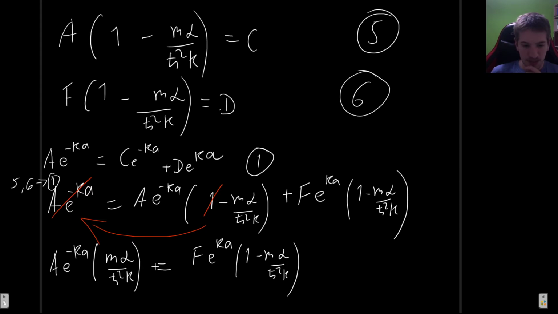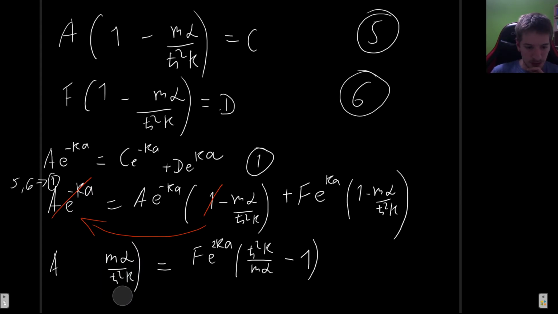So what we can do here is we can divide by this term, and we can also multiply by e to the KA, so that we get rid of all that is in this right side. So this will go away, and on the right side we are going to get e to the 2KA. And also when we divide by this, it's the same as multiplying by H bar squared K divided by m alpha. So when we do that, this term right here will be H bar squared K divided by m alpha, and this other part will just be minus 1. So this also goes away.